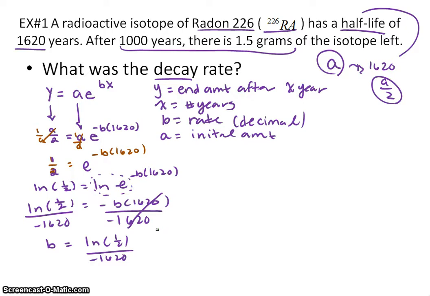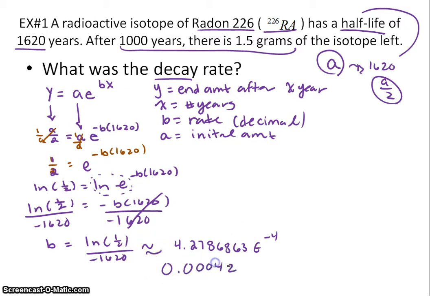Or I get that this is about 0.000428. On the calculator, the way it shows up is 0.427866863 e to the minus 4. Remember that scientific notation tells you to move the decimal place over 4 spaces. So it's 0.000427 and so on.